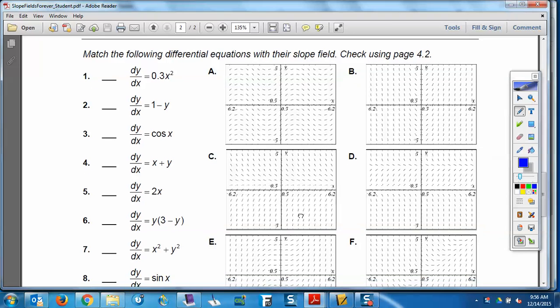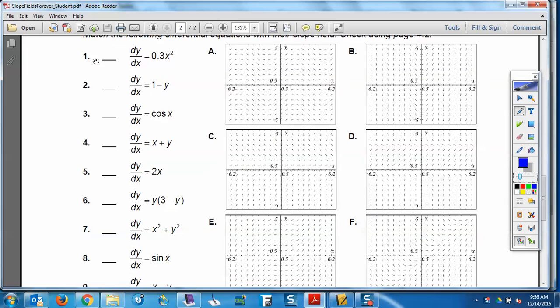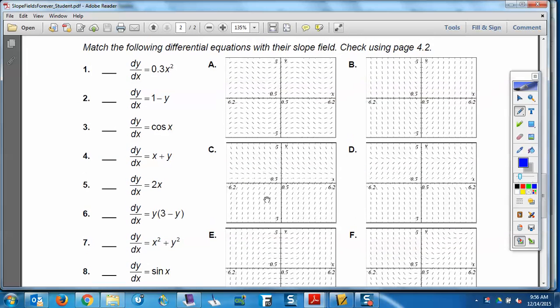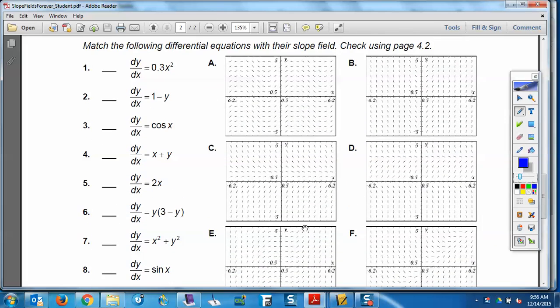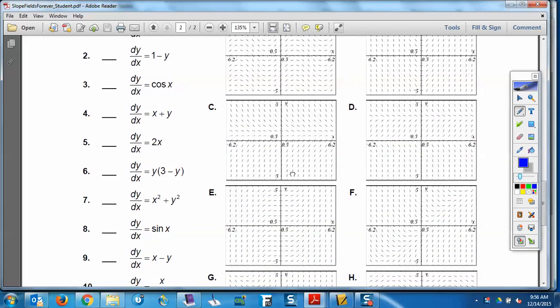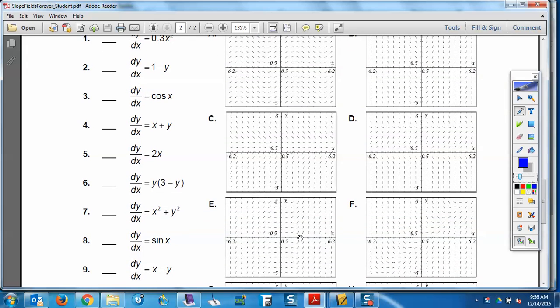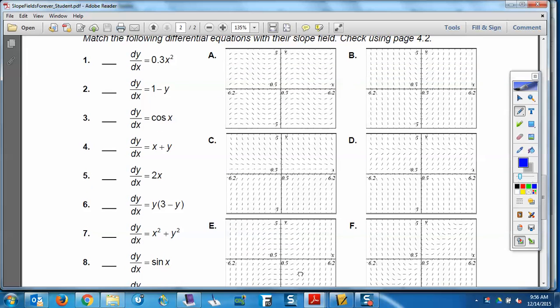All right. So what do you have for number 1? E. Okay, I believe you. I think that is correct. Number 2, I had something different. C. 2 is C. Number 3 is A.